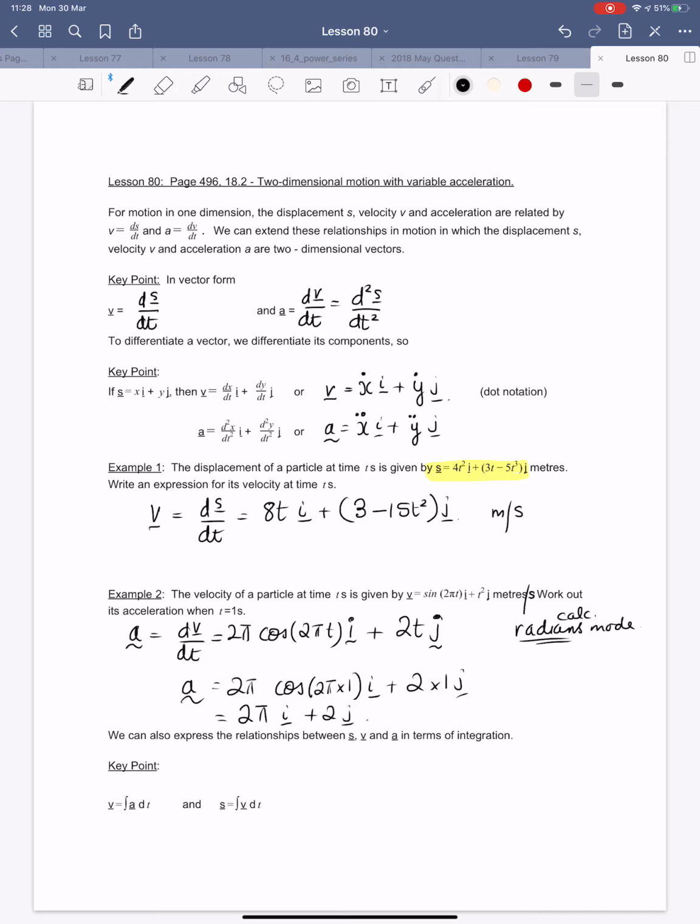The next part: if we differentiate s, we get velocity. If we differentiate velocity, we get acceleration. So we can go in reverse. If we integrate acceleration, we'll get v. The integral of a with respect to time is v. The integral of v with respect to time is s. And you've got to be aware of the constants of integration.